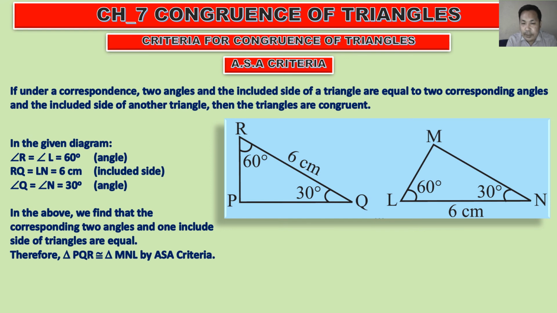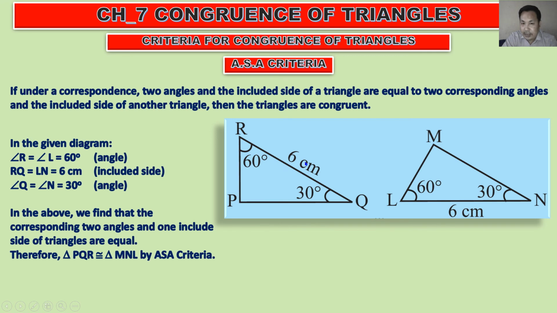See, corresponding means angle. You can see here Q and L are corresponding points. So the angle forming on them is called corresponding angle. So these corresponding angles are the same, 30-30, isn't it? Here also R and L are the corresponding points, and the angles forming on them are called corresponding angles, and they are the same. You can see that two corresponding angles of a triangle are equal to the two corresponding angles of the other triangle, and also their included sides are equal.